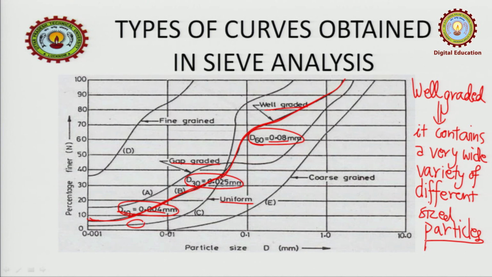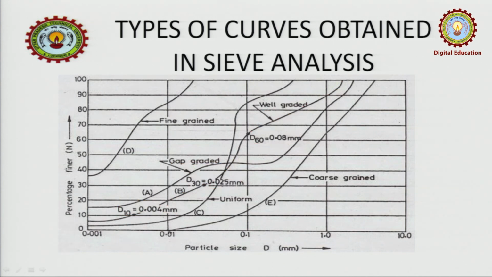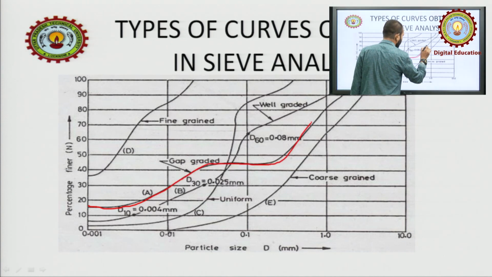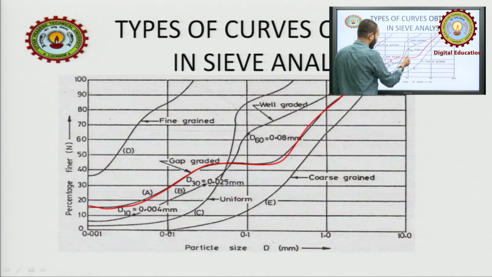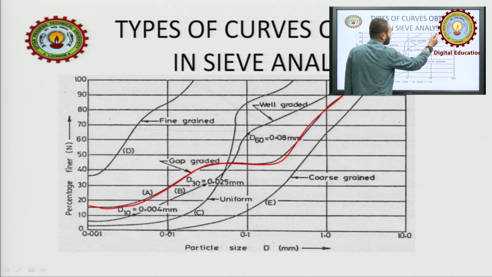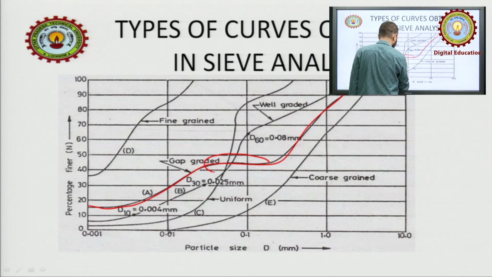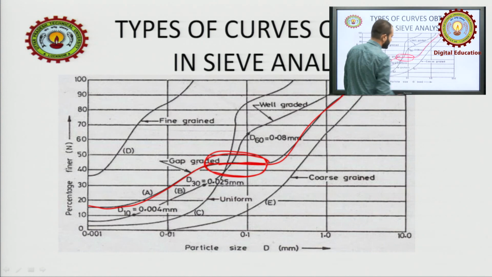Now let us talk about gap graded. What is gap graded? This curve here is called gap graded. You can see it is also a very long curve. It is starting from here and going up to here, but why is it not called well graded? Because you can see this part here is flat. What does this mean?